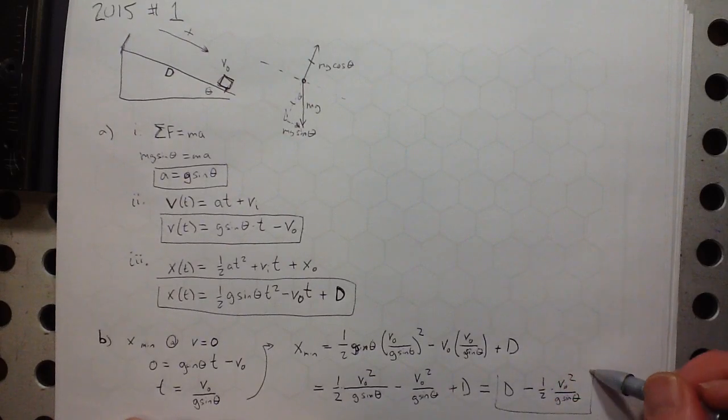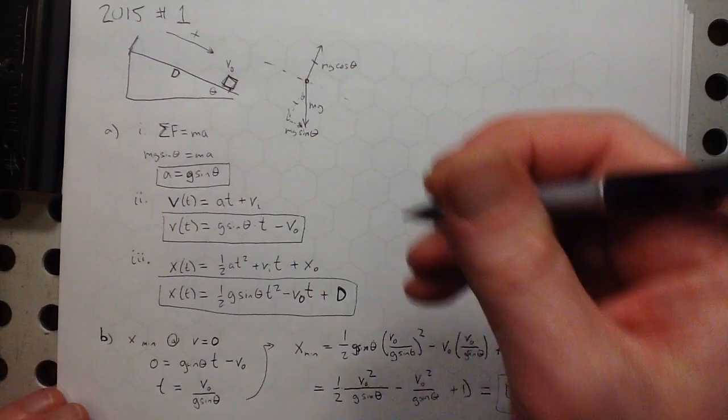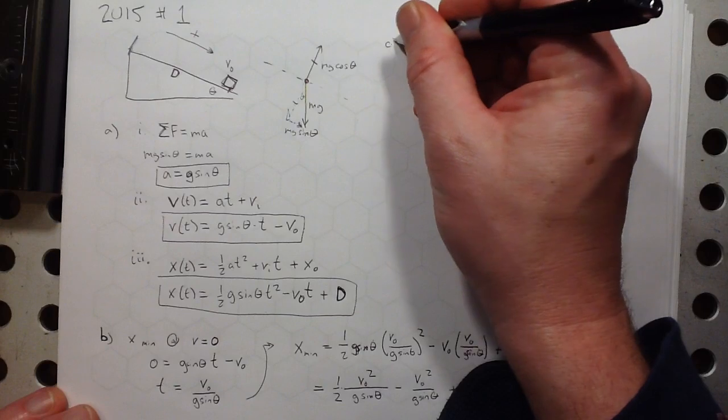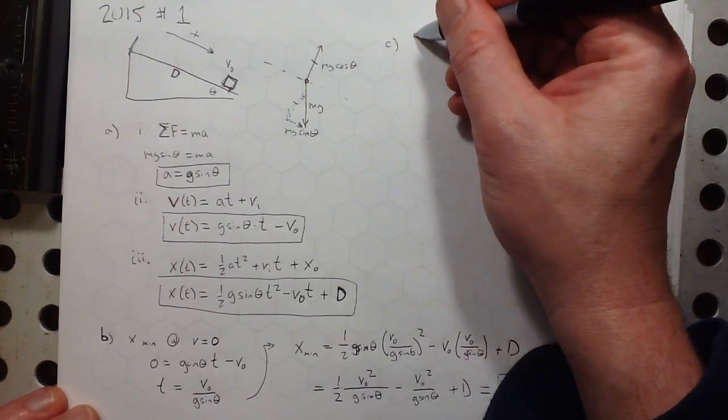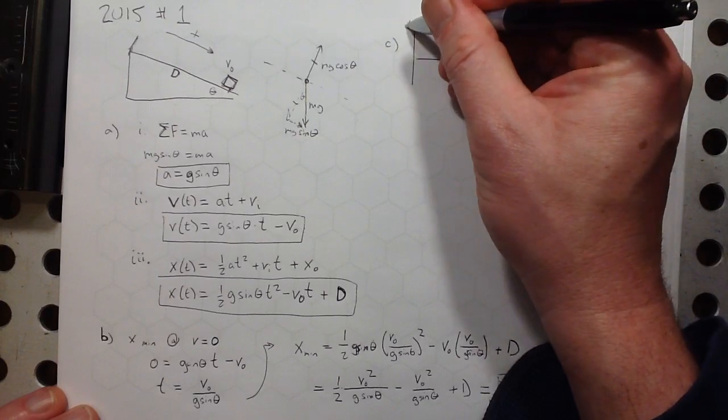So that's the simplified version of that. All right. Let's see what we need to do next. Some kinematics graphs, kinematics curves. I'll do those up here. So C, we want an x versus t graph.